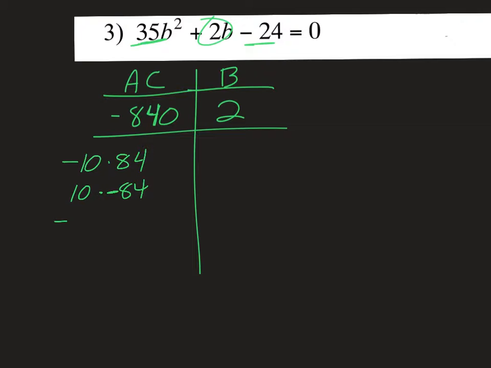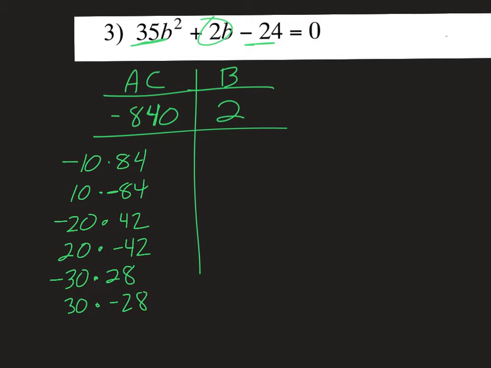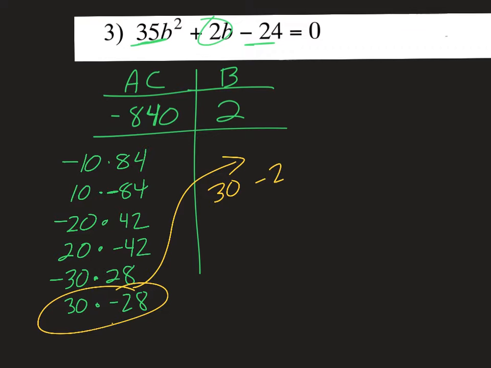So I'm going to go bigger, and I'm going to say 20. So 20 times positive 42, or positive 20 times negative 42. Either way, those still don't add up to 2. So now I'm going to try 840 divided by 30. So 30 times 28. And look, there, that's going to give it to me, because it's not going to be negative 30 times positive 28, but it's going to be positive 30 times a negative 28. So those are the two numbers that are going to add up to a positive 2, because it's going to be 30 and negative 28.